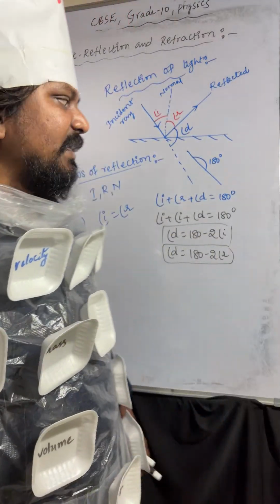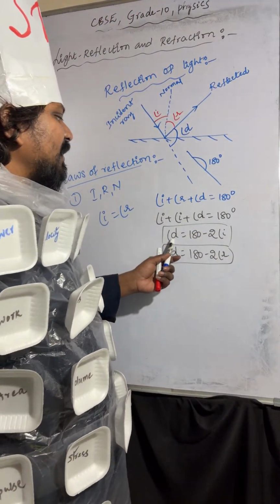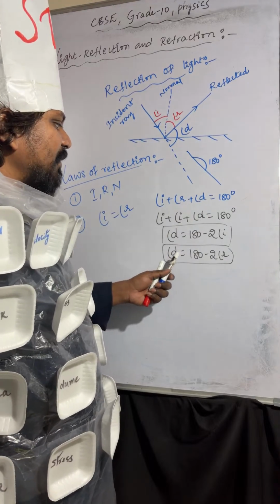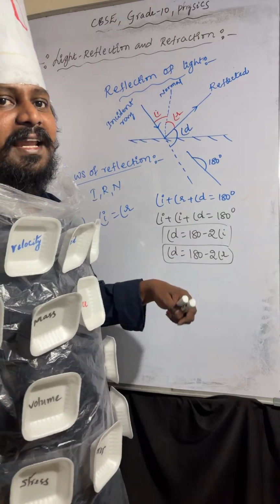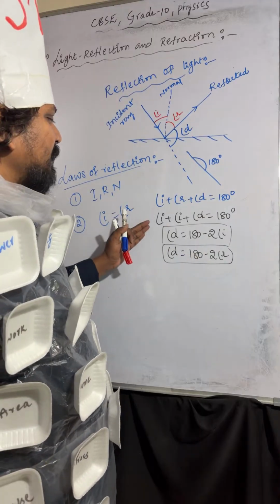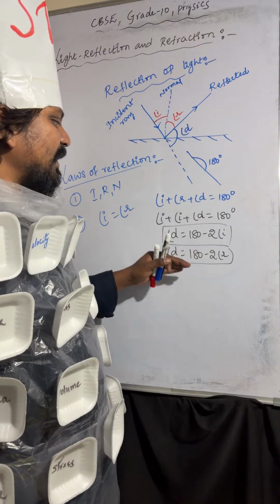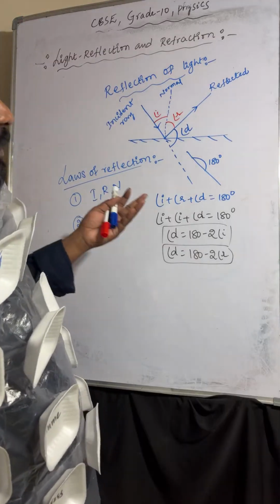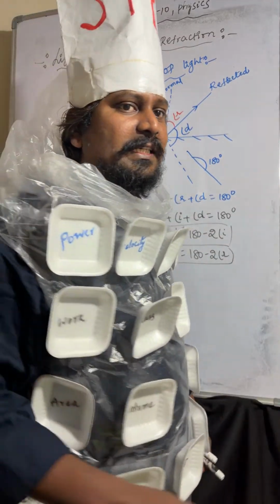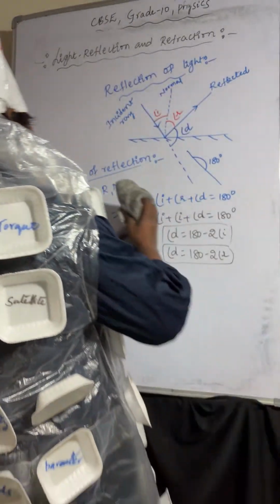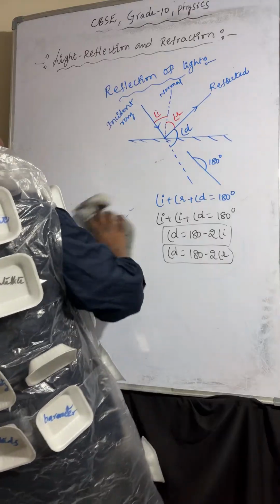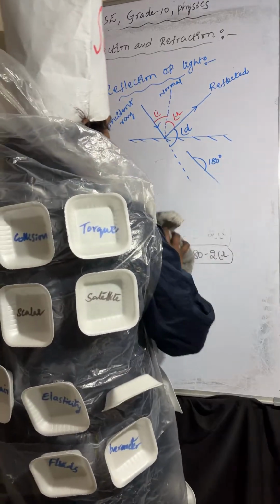So the angle of deviation equals 180 minus 2 times the angle of incidence, and also 180 minus 2 times the angle of reflection. I hope it is very clear. Now coming to regular reflection and irregular reflection. We'll discuss regular reflection and irregular reflection.